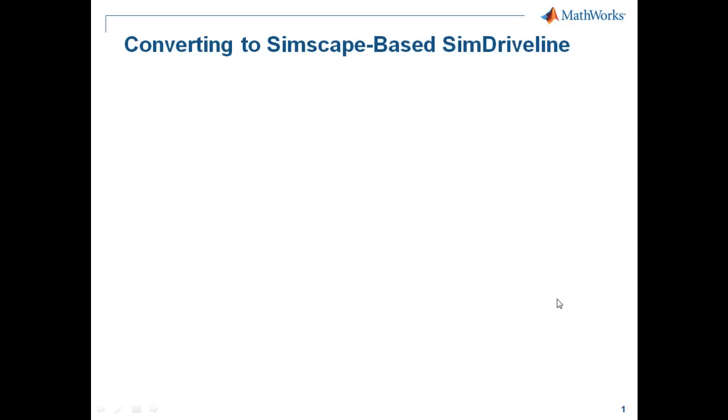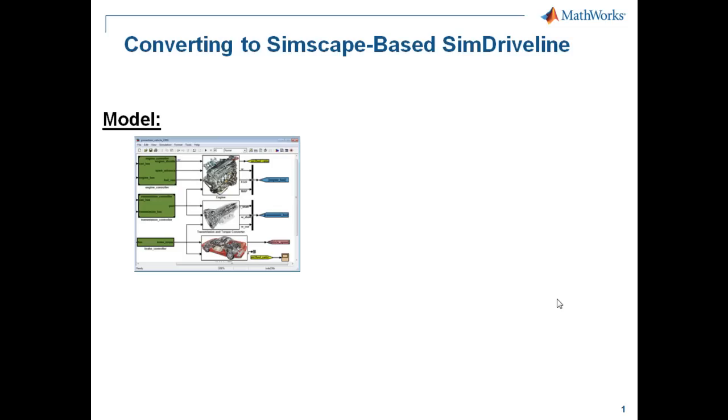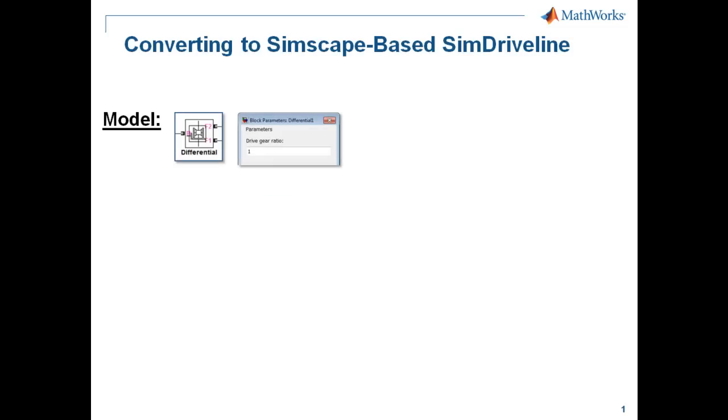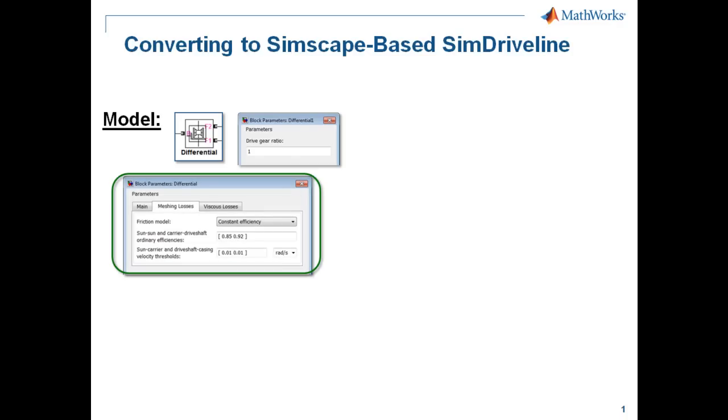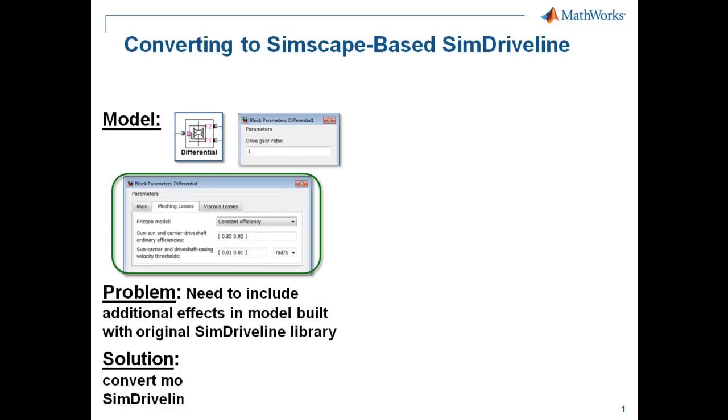In this demonstration, we're going to show how you can convert to SimScape-based SimDriveline. Our model consists of a vehicle powertrain built using the original SimDriveline library. The components in this model are ideal, and we would like to add additional effects into our model, including friction losses. To do that, we're going to convert to the SimScape-based SimDriveline library.